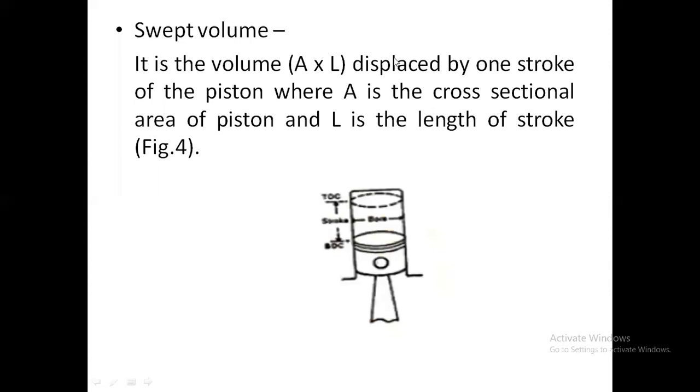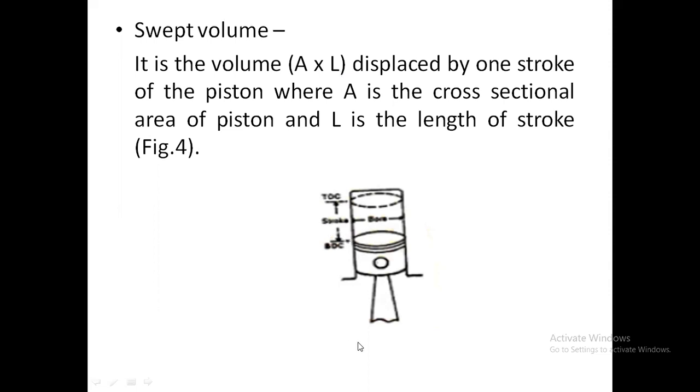What is the swept volume? Swept volume is given as the product of capital A into capital L, where capital A is nothing but the cross-sectional area of the engine piston and capital L is the stroke length.